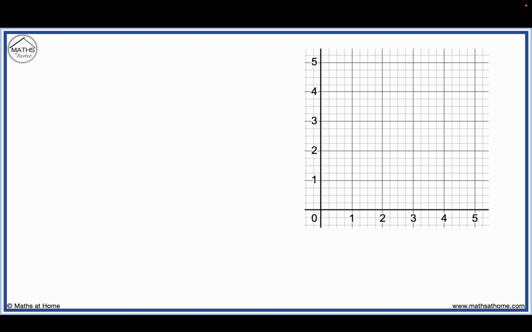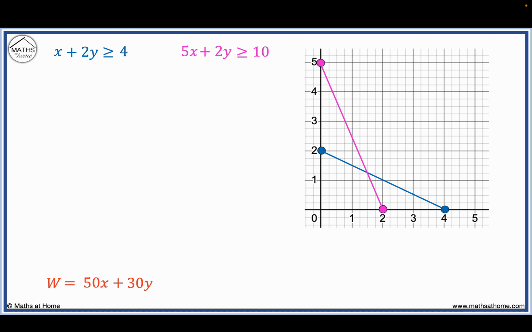We will sketch these constraint equations by finding the x and y intercepts. In the first equation, the x-intercept is 4 divided by 1 equals 4, and the y-intercept is 4 divided by 2 equals 2. In the second equation, 10 divided by 5 equals 2, and 10 divided by 2 equals 5. The greater than or equal to symbol tells us to shade above the line. The same is true for the second equation. Therefore, the feasible region is above both lines.